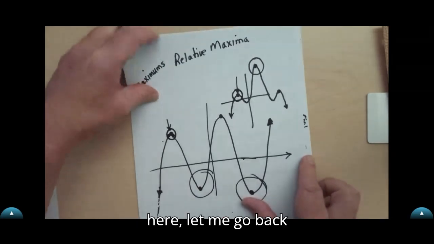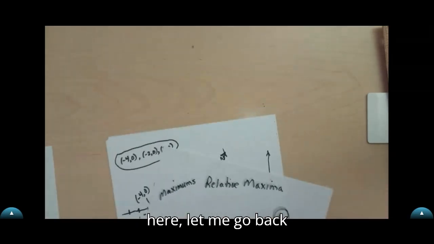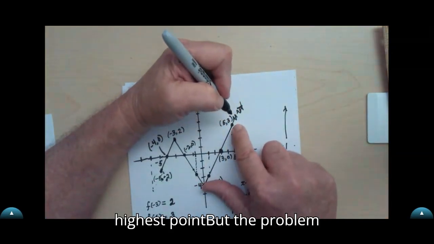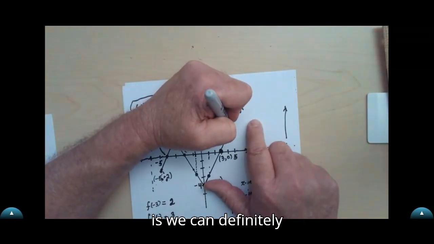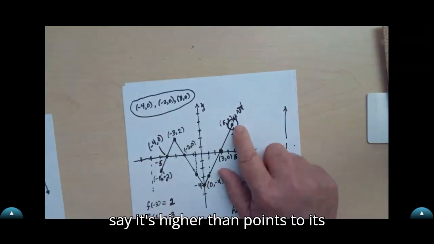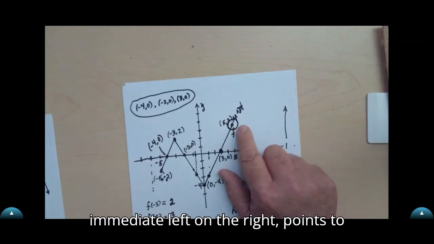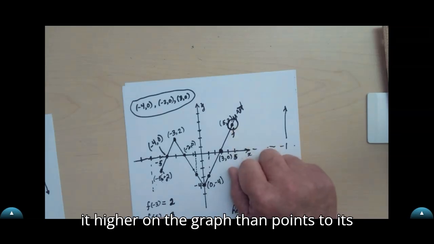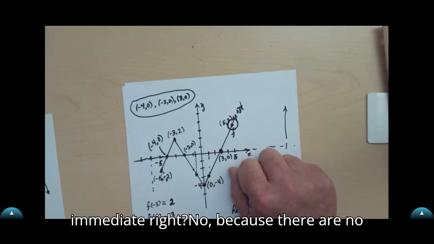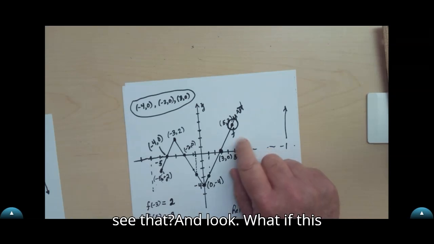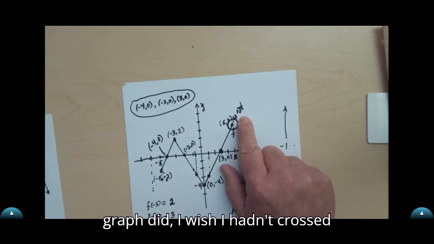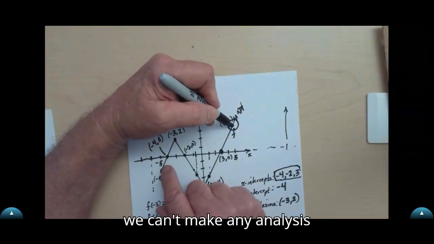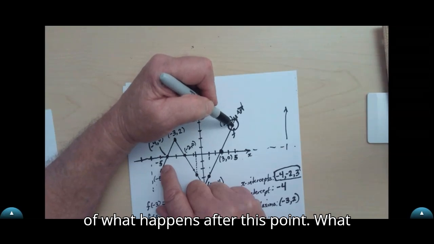And so what went wrong here, let me go back to this other one. What went wrong here is this is the highest point, but the problem is we can definitely say it's higher than points to its immediate left on the graph. But is it higher on the graph than points to its immediate right? No, because there are no points to its immediate right. Do y'all see that? Remember what I said earlier, this graph stops here. So we can't make any analysis of what happens after this point.